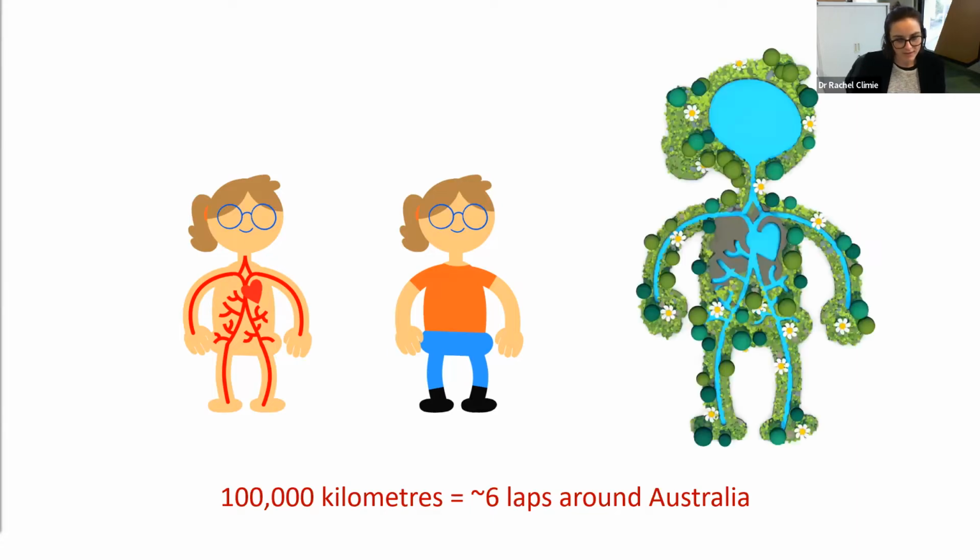Your blood vessels are like your body's own river system that feed the nutrients to the rest of your body. And we can often see damage in the blood vessels before someone shows any signs of heart disease. So this is a way that we can identify people who may be at risk of heart disease.